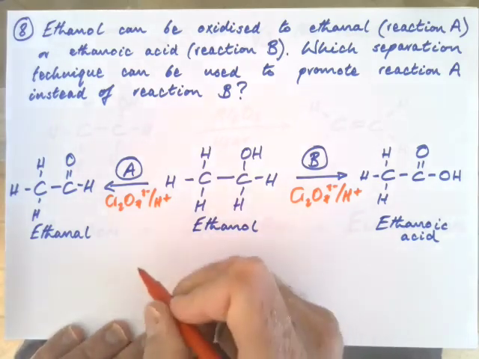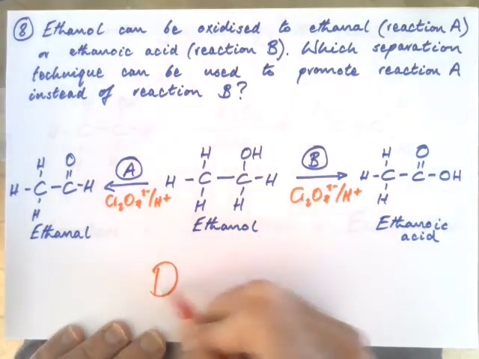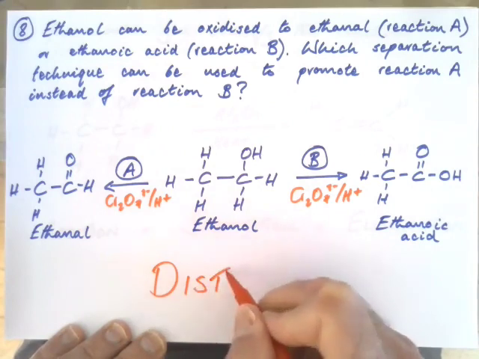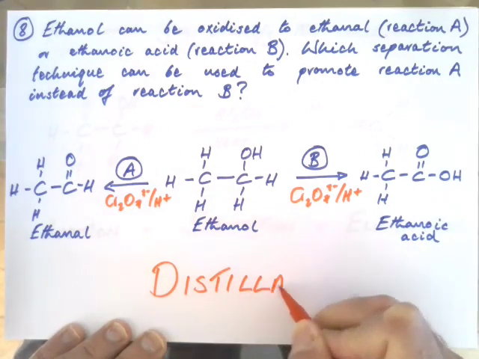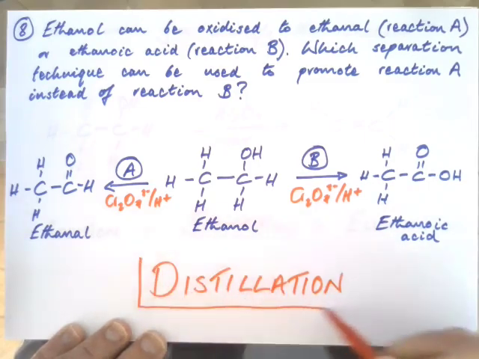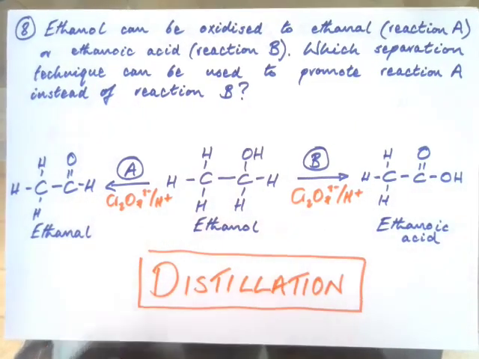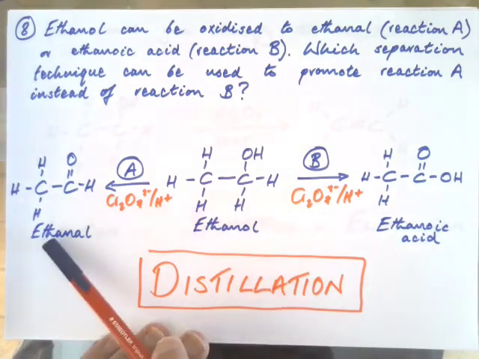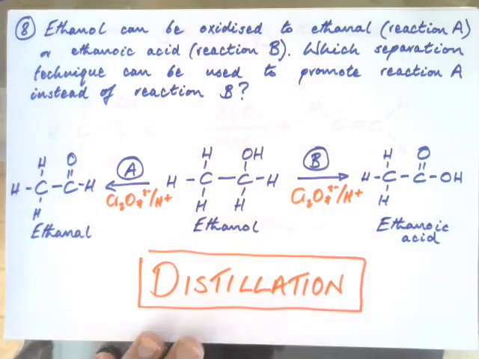Right, do we get it? It is in fact distillation. Because the ethanal has a lower boiling point than ethanol, or indeed ethanoic acid, we can remove it from the mixture by distillation to stop it from becoming ethanoic acid. So it's distillation that would allow you to form an aldehyde rather than a carboxylic acid.